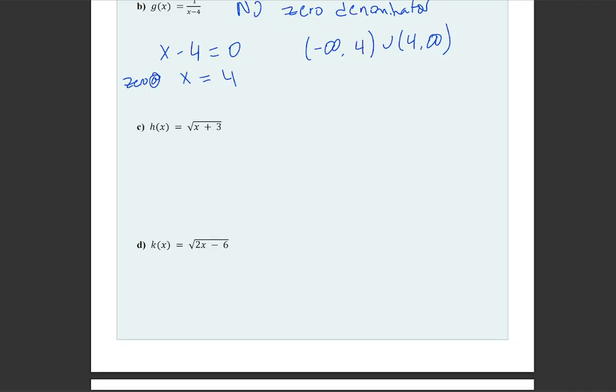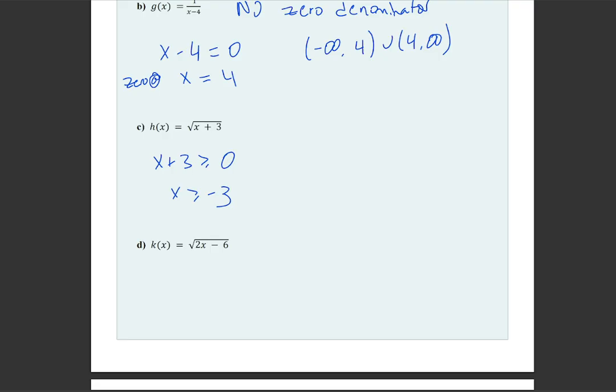Moving on to the next one. So here we have a square root. We have to make sure we're not taking the square root of a negative. It can be 0 though, because the square root of 0 is just 0. So we need x plus 3 greater than or equal to 0. If I subtract 3 from both sides, I get x is greater than or equal to negative 3. And so therefore our domain is all things above negative 3.